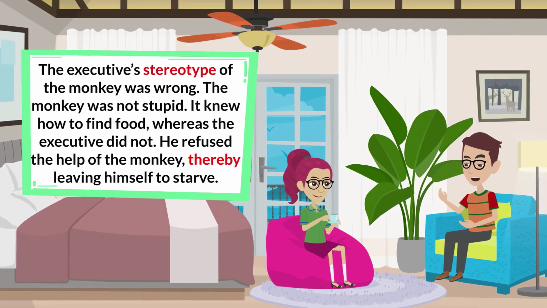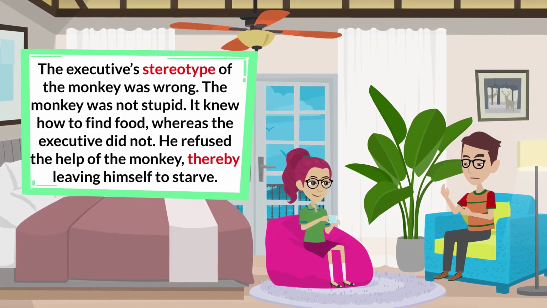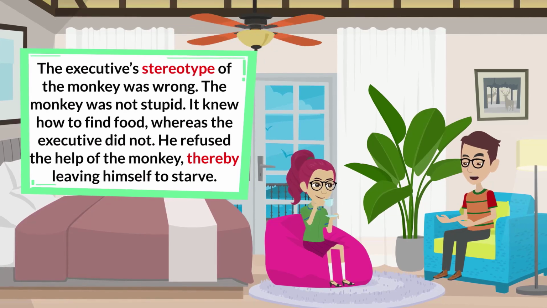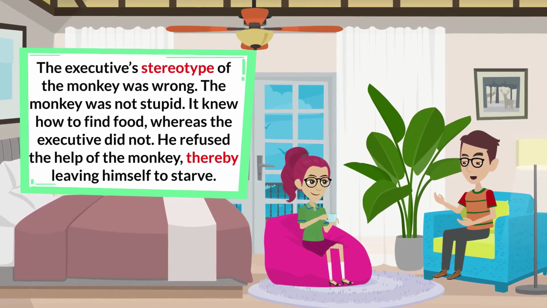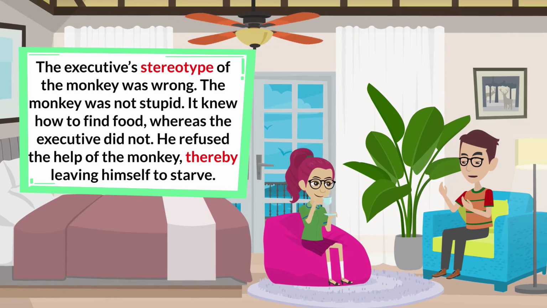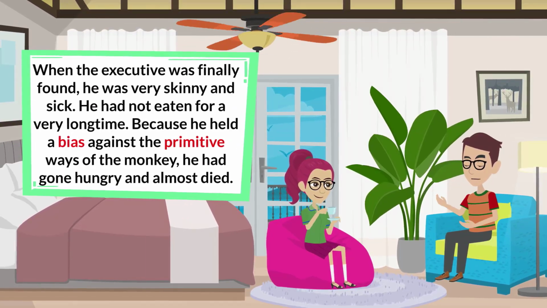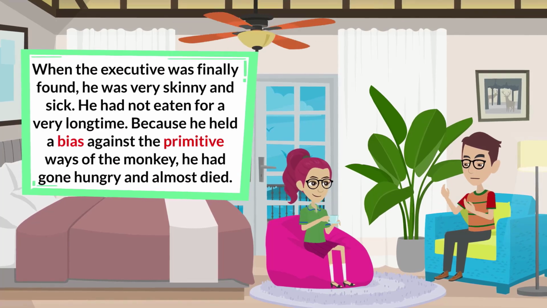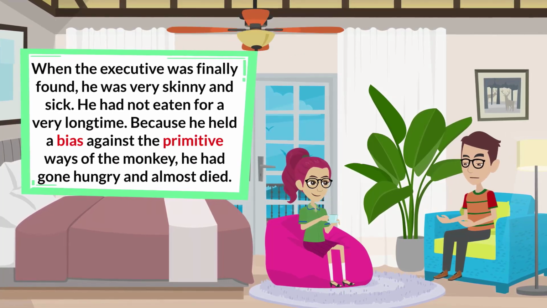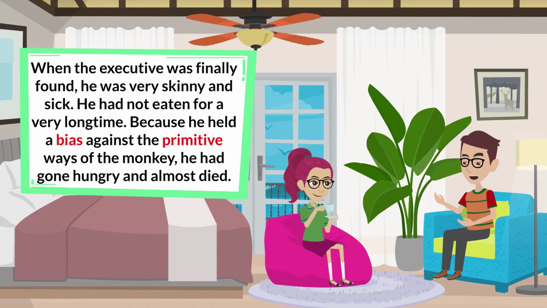The executive's stereotype of the monkey was wrong. The monkey was not stupid. It knew how to find food, whereas the executive did not. He refused the help of the monkey, thereby leaving himself to starve. When the executive was finally found, he was very skinny and sick. He had not eaten for a very long time.